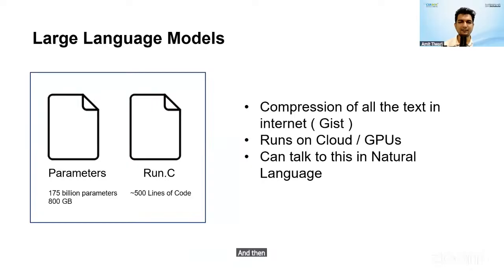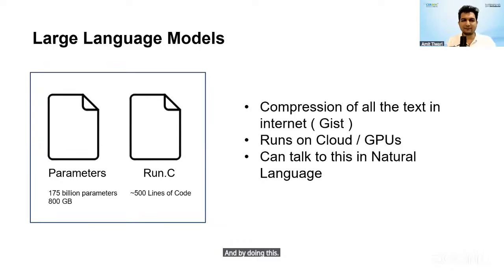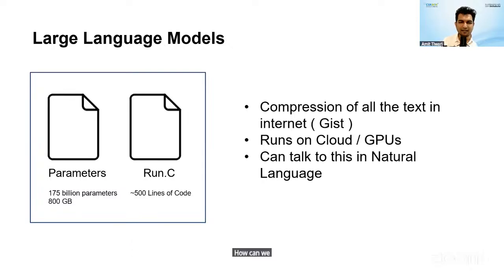And then we run these parameters on this run.c file, which uses some logic to take the input from a user, go to these parameters, and get the next token in the sequence. By getting these parameters and running this run.c file, we can talk to this language model in natural language. How we can obtain the parameters is what we need to think more about.